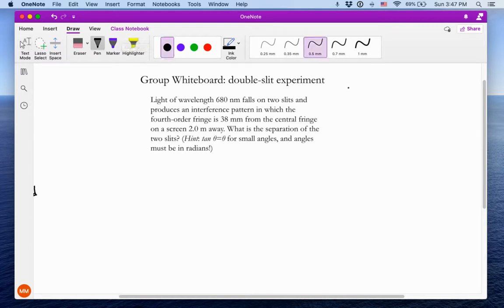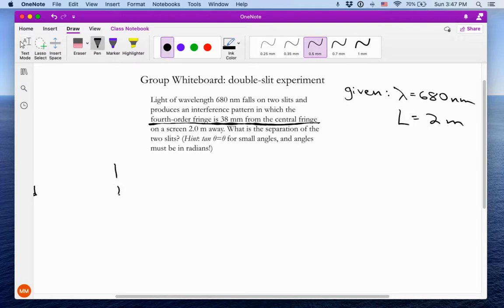Okay, so what are our givens and finds? So let's see, we're given that lambda is equal to 680 nanometers. We know L, so L is the distance away, that's equal to 2 meters. And so this right here, the fourth order fringe is 38 millimeters from the central fringe. So let's draw a picture so we kind of understand what that means.